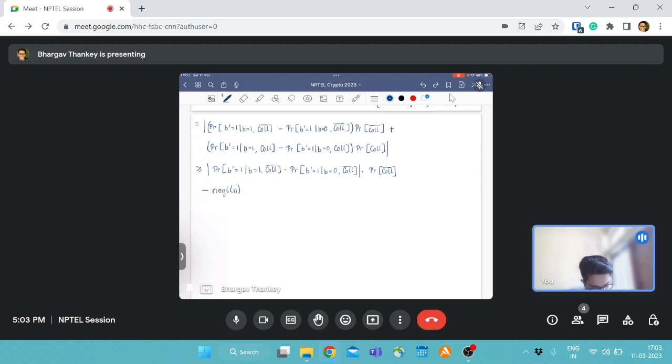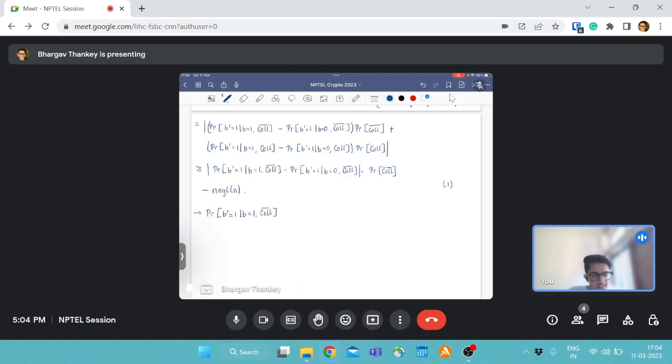Okay, so now, what do we know about this probability? Let me just write it like this first. Before that, we need to analyze this, right? Let me call this one. Now, what is this probability? The probability that b prime equals 1 given b equals 1, comma, collision is not happening.